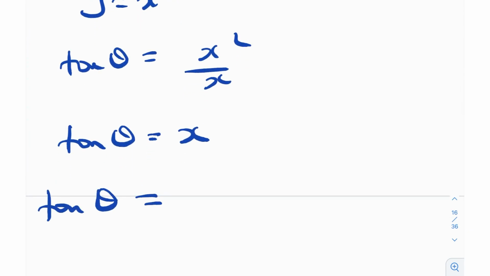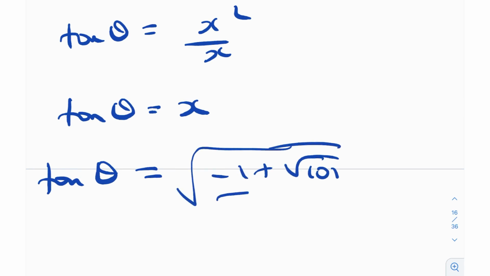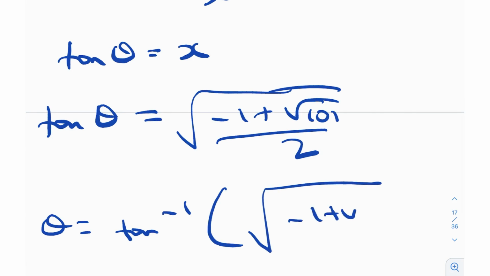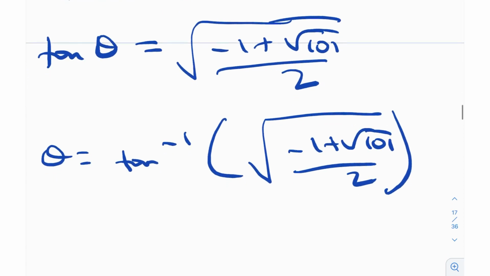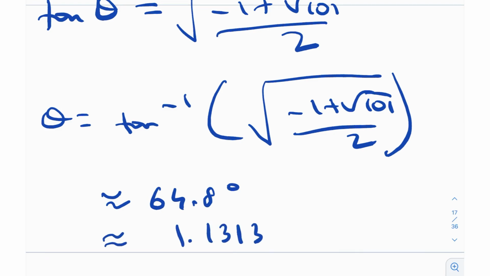And what's the value of x? X was this, I believe, root of (-1 plus root 101) by 2. So theta then just becomes tangent inverse of square root of (-1 plus root 101) by 2. We just had to find tan theta, but okay, I'm finding theta. This is approximately 64.8 degrees, which can be approximated as 1.1313 radians.